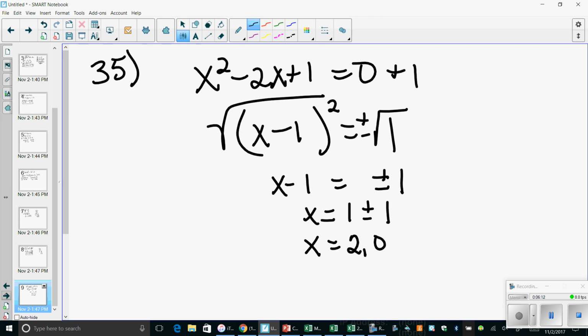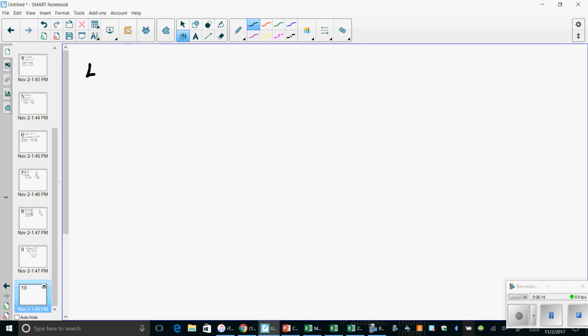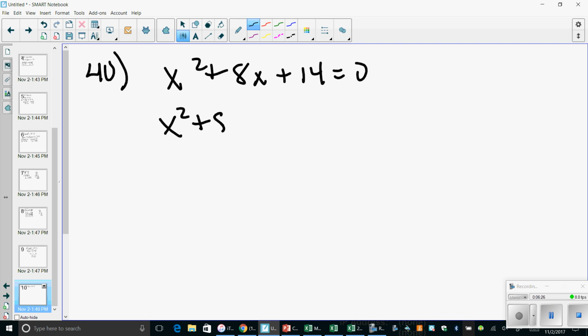Number 40. X squared plus 8x plus 14 is equal to 0. So again, they tell me to solve it by completing the square. The leading coefficient is 1, I'm good with that. It has a constant, so I need to move that to the other side. I move 14 to the other side, which will make it negative 14. Next step, take half of b, which is half of 8 would be 4, square it, which would be 16, and add it to both sides.